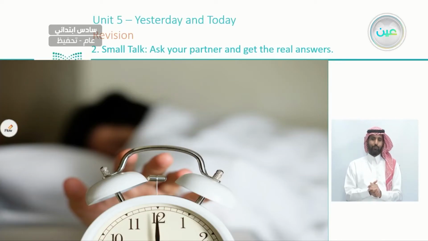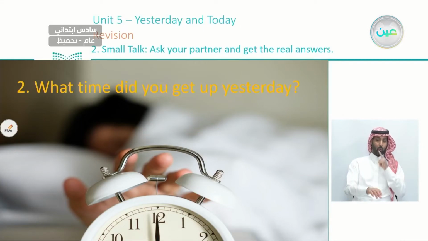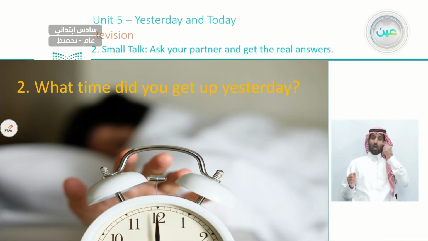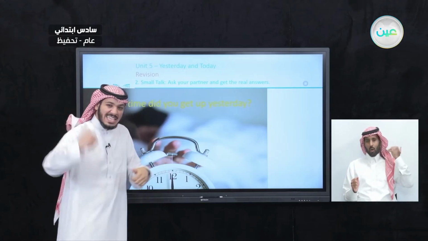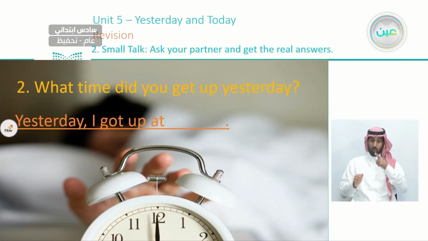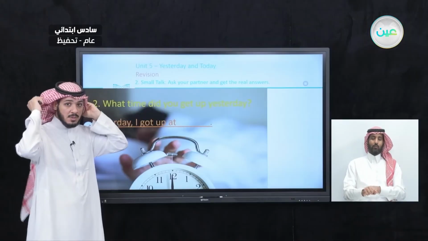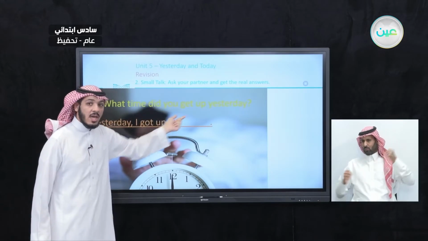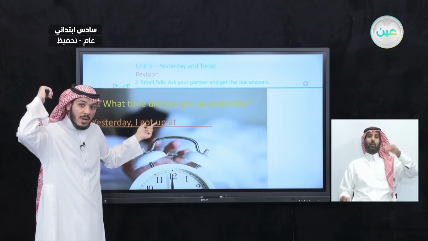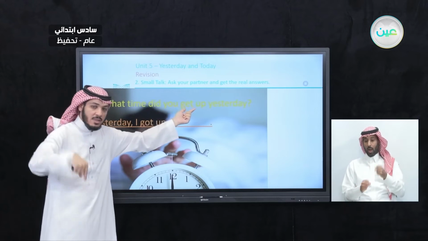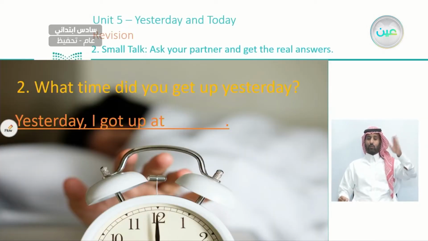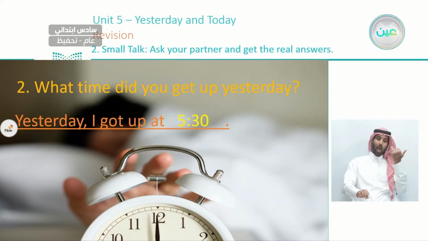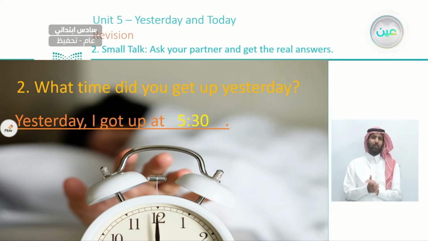Okay. Number 2, what time did you get up yesterday? Yesterday, not today, not usually, yesterday. So you will say, yesterday, I got up, not get up, got up. What is the difference between get up and got up? Get up, يستيقظ. Got up, استيقظ in the past. Okay, so this is the past and this is the present. So yesterday I got up at, for example, 5:30 or 6 or 4:30. Okay, so you can put the time you got up.